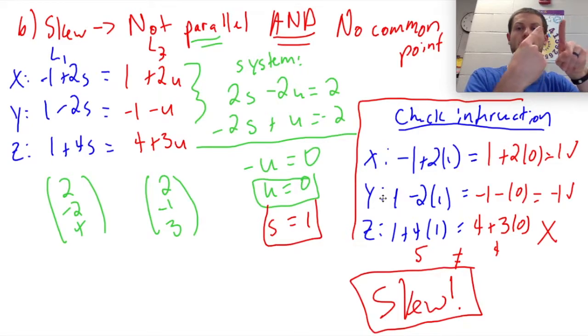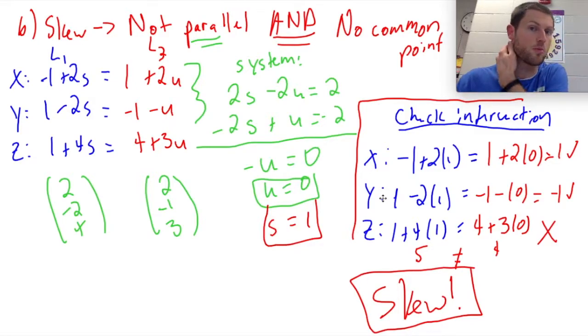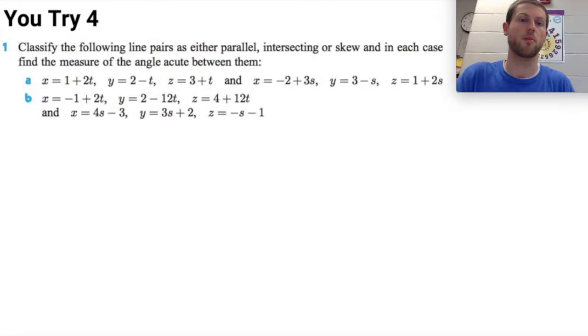If I wanted to find the angle between them, if I were to smush them together, you do the exact same thing we did before, finding the cosine of theta using the dot product divided by the product of the magnitudes. So that was a whole lot of stuff. So I would encourage you to re-look over this and make sure that this makes sense to you before moving on to the U-try problems.